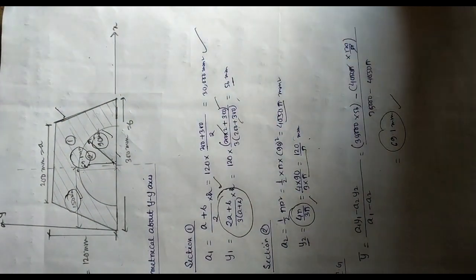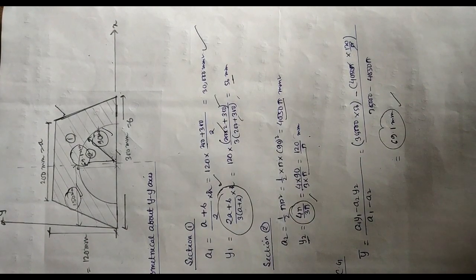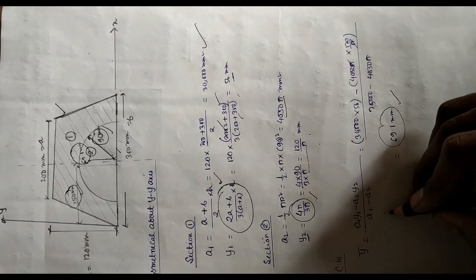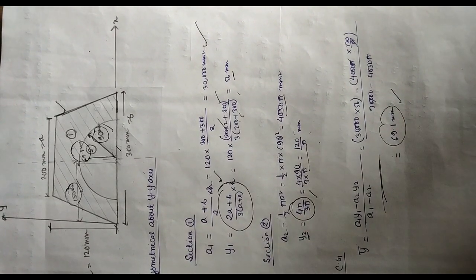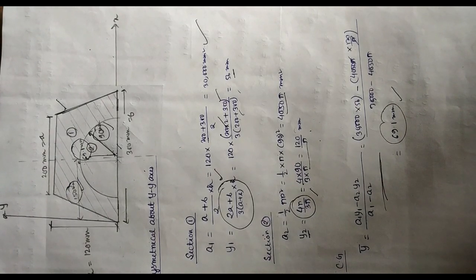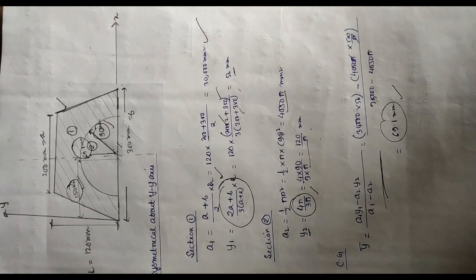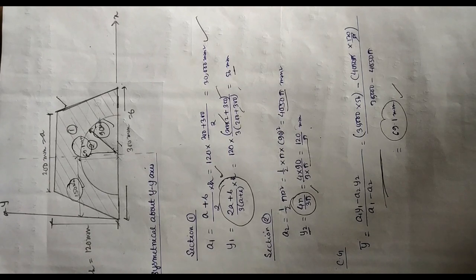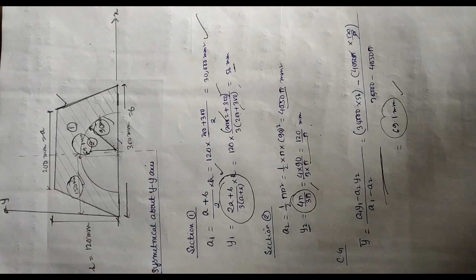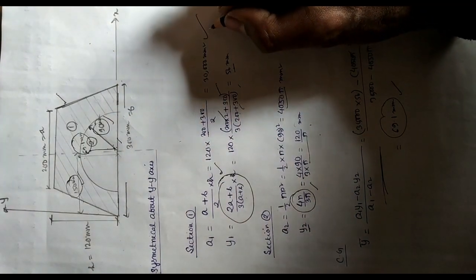But we don't know the center of gravity of the cut hole section from the x-axis. So we need to find it, and for a cut hole section we use the formula y bar equals (a1 y1 minus a2 y2) by (a1 minus a2). So a1 and y1 for section 1, and at the same time a2 and y2 for section 2. a1, the area of the trapezium, is (a plus b) by 2 into h, where a is 200 millimeter and b is 300 millimeter. If I put the values in the formula, I will get 3000 millimeter square.